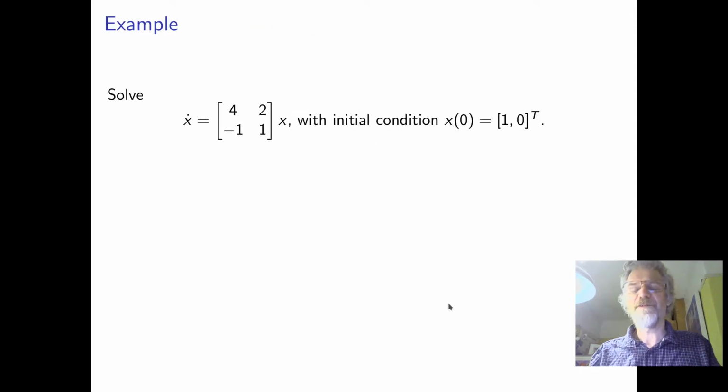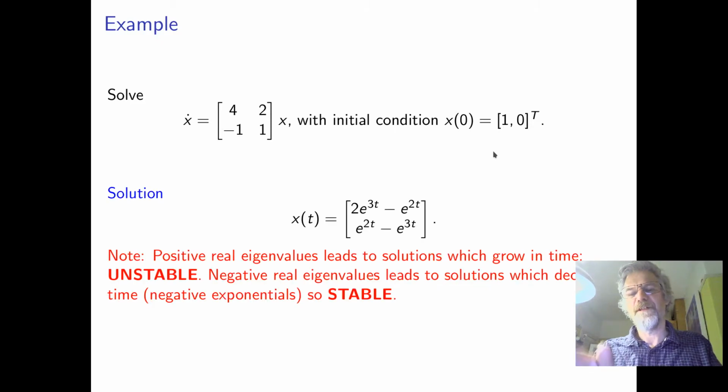Okay, so let's do a little example. Not quite as big as a Mini, but it's still a mini example. x dot is [4, 2; -1, 1] times x. And we're going to put some initial conditions: x at time 0 is (1, 0) transpose, that means it's a column.